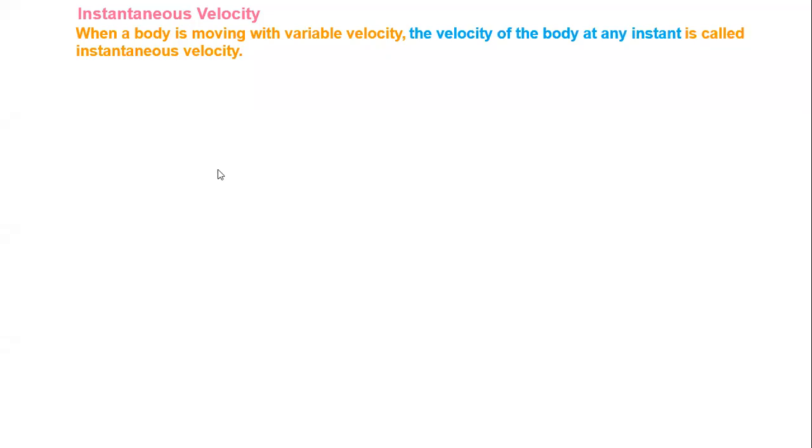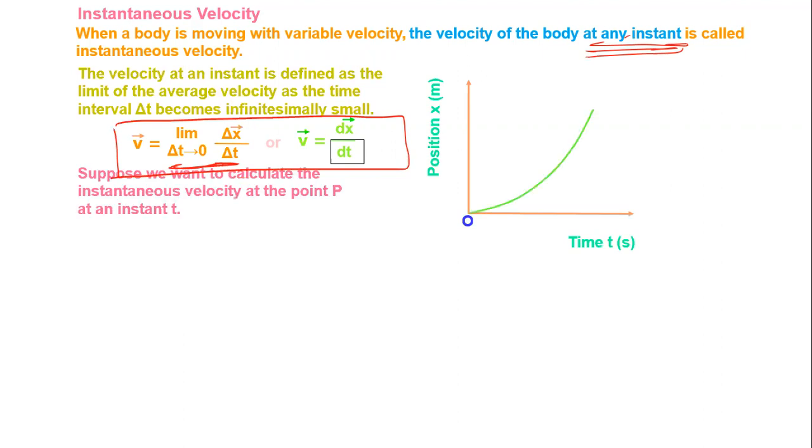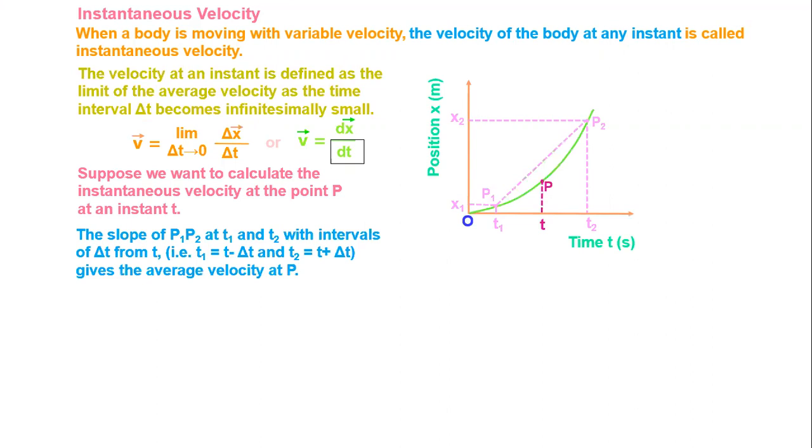Now, what is instantaneous velocity? If a body is moving with variable velocity, the velocity of the body at any instant is called instantaneous velocity. We can write this instantaneous velocity by putting a limit term here. You can see this is a position-time graph. The slope of this gives us the velocity, as we learned in the previous one also.